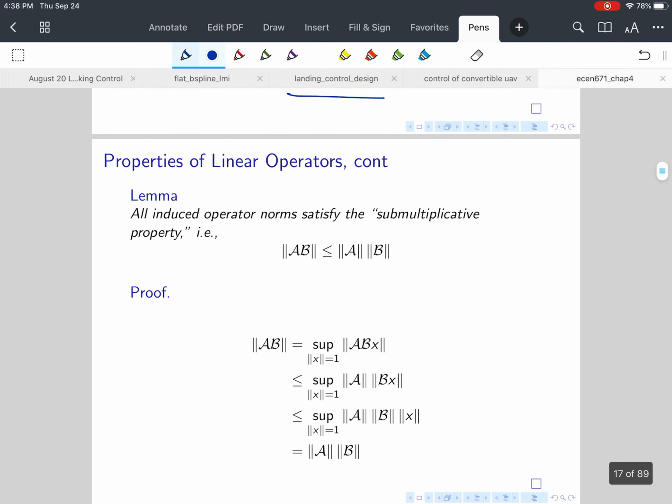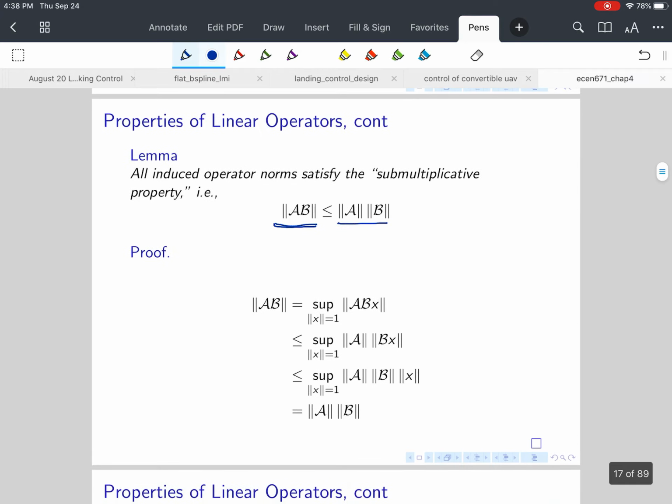Also, for any induced operator norm, we have this submultiplicative property, where the operator norm of the composite operator AB, where B is a linear operator from, let's say, X to Y, and A is an operator from Y to Z, is less than or equal to the operator norm of A times the operator norm of B.